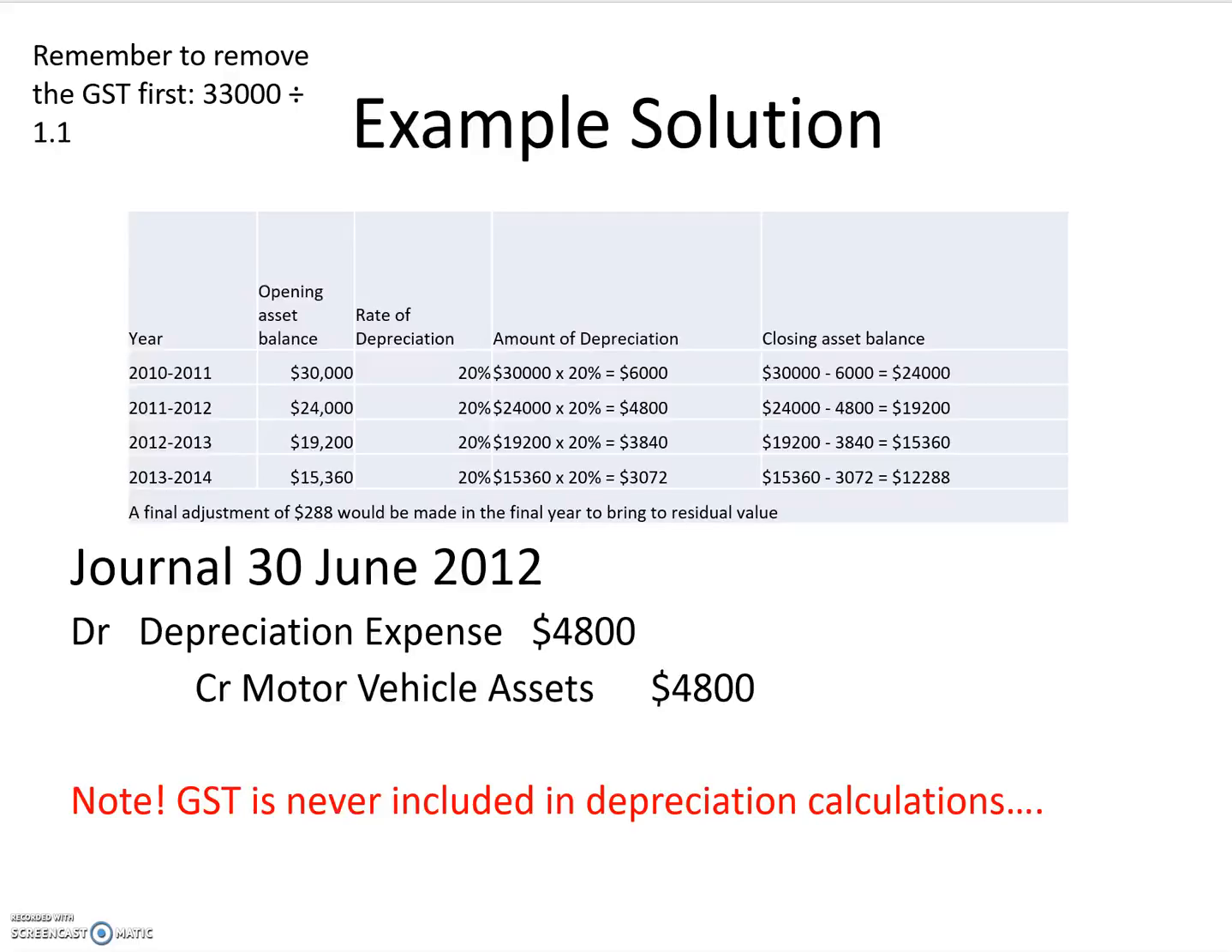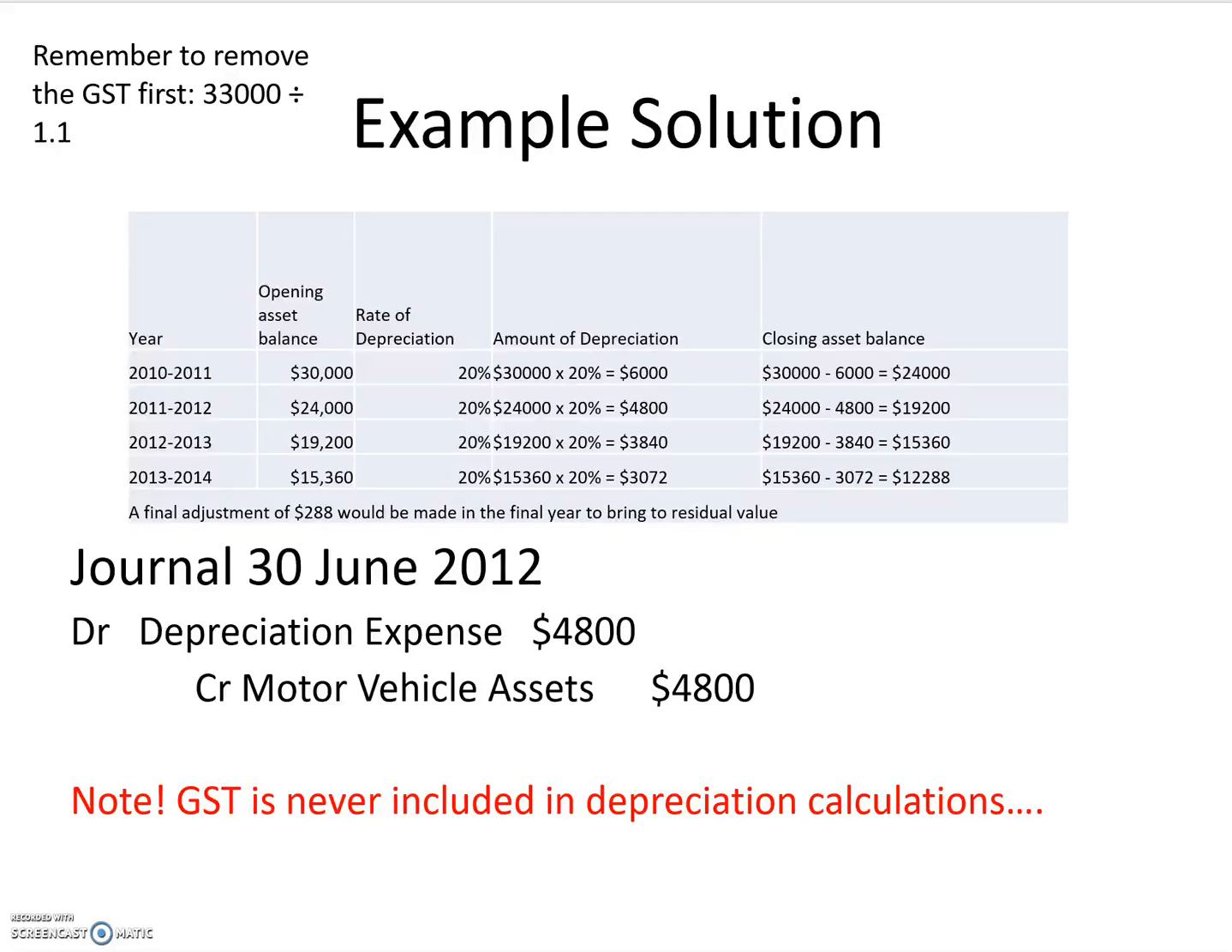Now, you can see it carries on in the same way, but something that's super important to realize is the $24,000 as our closing asset balance becomes our opening asset balance on the next line. So you can see for 2011-2012, our opening asset balance is the same as what it closed the year before, $24,000. Now we work out 20% on the $24,000, which is $4,800. So you can see it's going down, diminishing balance depreciation. And that's what we deduct to get our new closing balance.